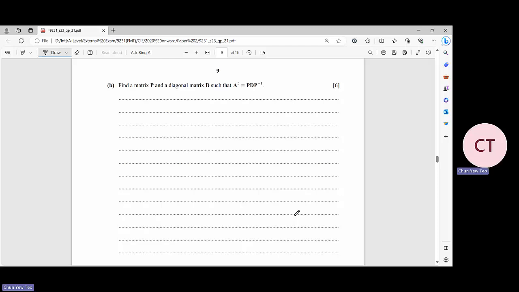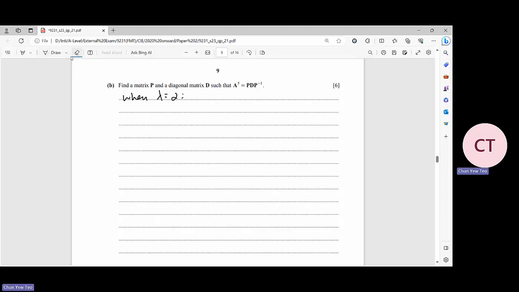Find the matrix P and the diagonal matrix D such that A to the power 5 equals P D to the power 5 P inverse. Sorry. So we need to find the matrix P first. When lambda is equal to 2.